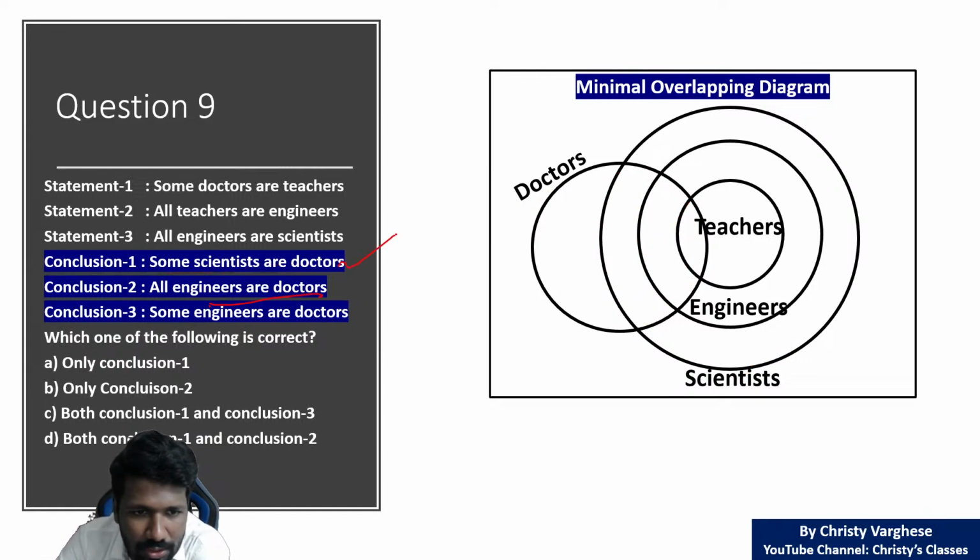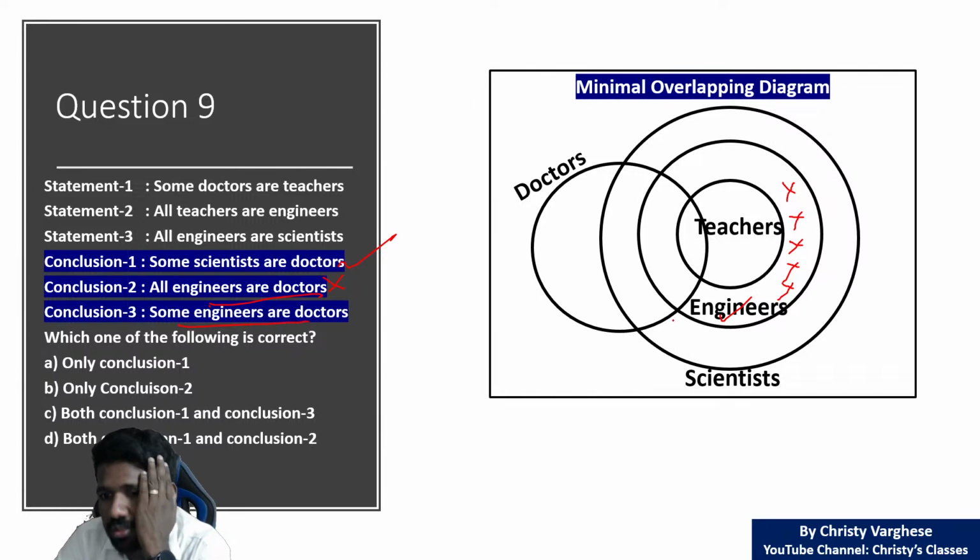All engineers are doctors. All engineers being doctors is not correct because these engineers are not necessarily doctors. It may be a possibility, but not in all cases, or in the minimal overlapping diagram itself, that is not true. So that is why conclusion 2 is wrong.